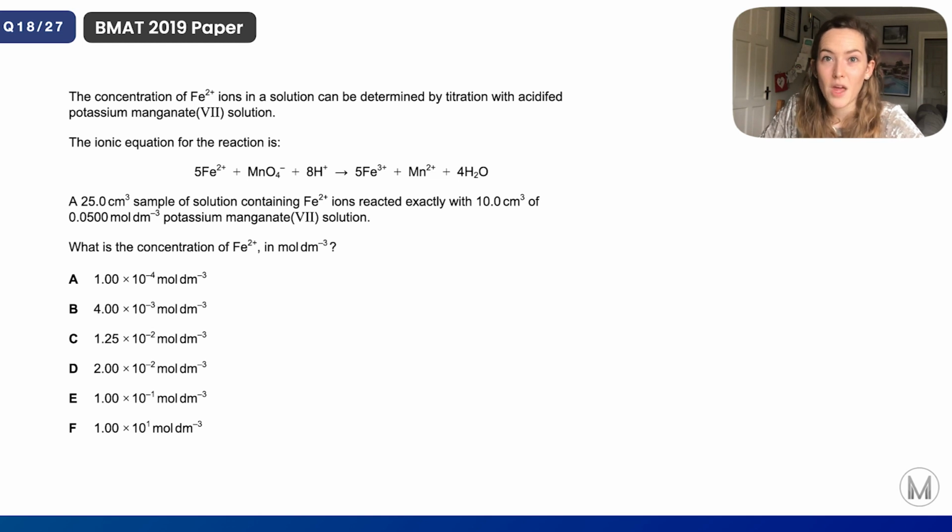Question 18. So when I see titration calculations, immediately I'm thinking n equals CV. Moles, n, is concentration times volume. And I know my concentration or my volume needs to be in decimeters cubed. So I'm going to look for the information that I've got. I've been told that 10 centimeters cubed of 0.05 molar potassium manganate reacts. So I'm going to find out the moles of potassium manganate.